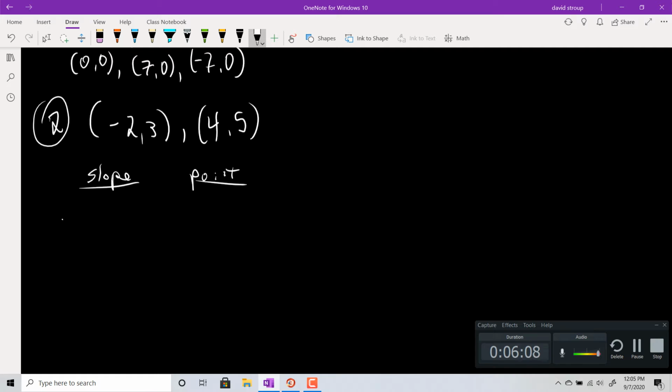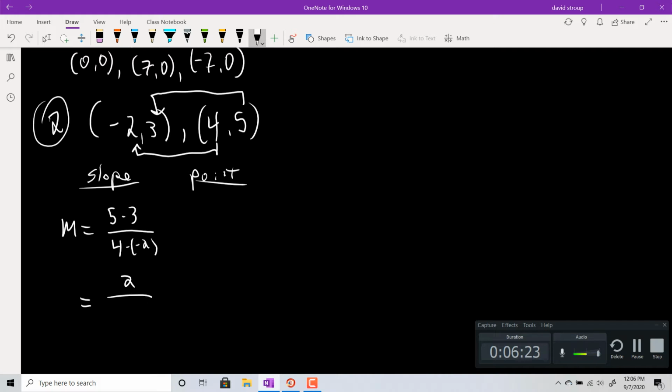So for slope, it's always going to be y2 minus y1, so I have 5 minus 3 all over x2 minus x1, which is 4 minus -2. Okay, so 5 minus 3 is 2, all over 4 plus 2 is 6. And that'll end up being 1/3. And you can pick either point for your point. So I'm just going to pick the first one I see.